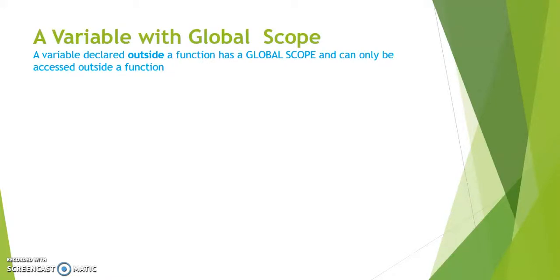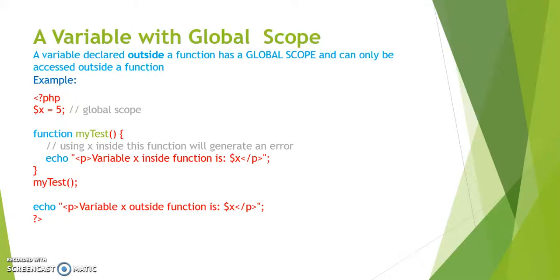A variable declared outside a function has a global scope and can only be accessed outside the function. Let's see an example. We define a variable x and assign 5 to it, and we state this is the global variable. Yes, that is a global variable because it's outside this function.